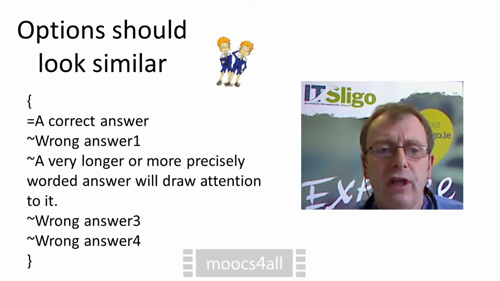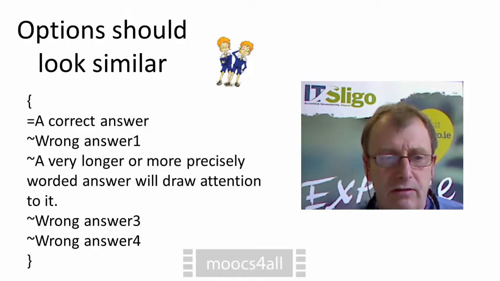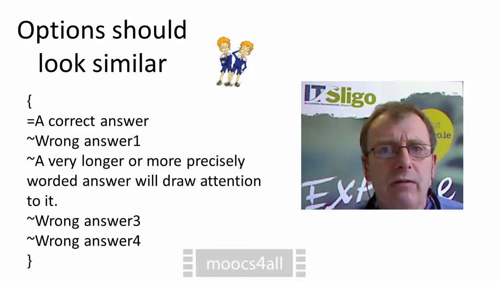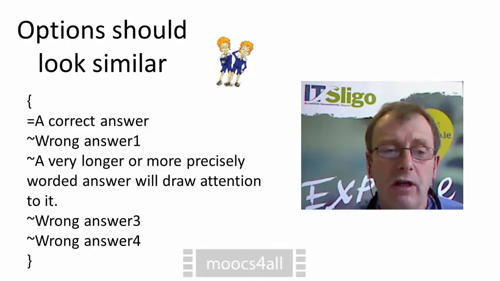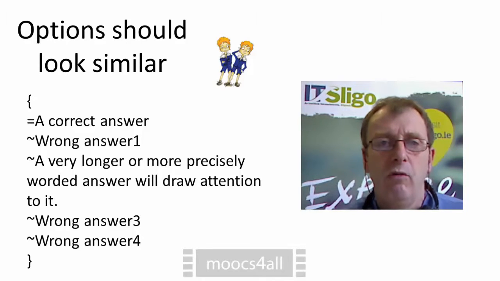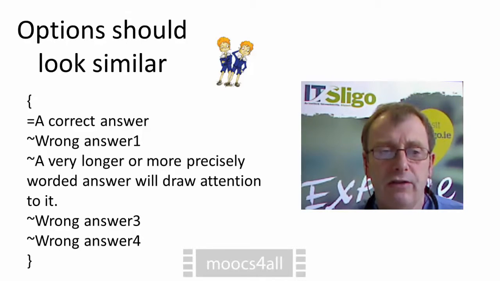The options should generally look similar, particularly in their length. Here's one here. We have a correct answer, a wrong answer, a very long wrong answer, and another few wrong answers. That wrong answer will draw students' attention. Generally, people tend to write long correct answers. They're more correct and they're longer and more precise, but it draws students to them. So avoid writing longer correct answers. They'll be a little bit too easy.